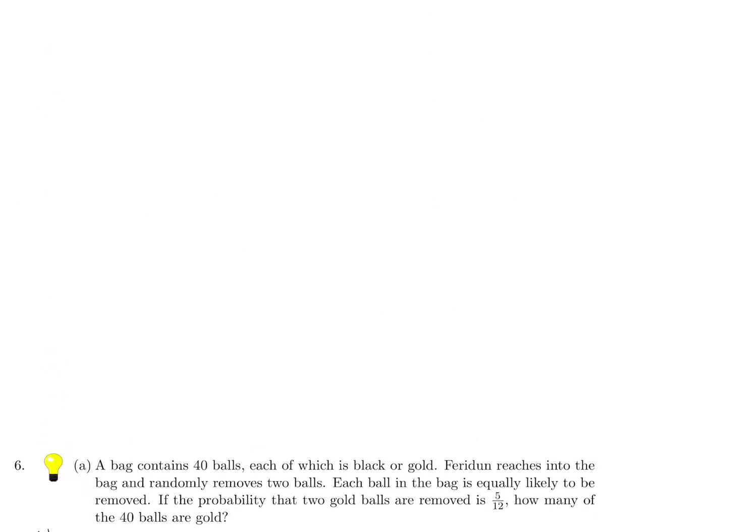Well, let's talk about this. What are the colors? Black and gold, right? Let's say there are x gold balls, and since there's 40 of them in total, 40 minus x are black. So if we want to choose one gold ball, the probability is x out of 40.